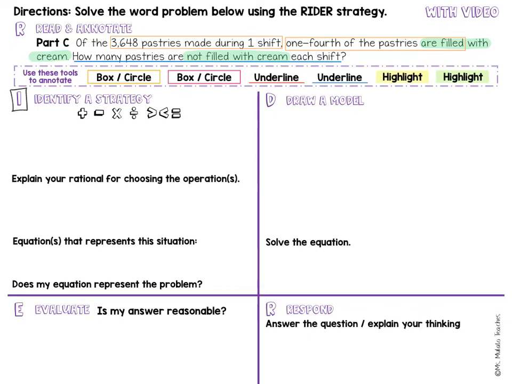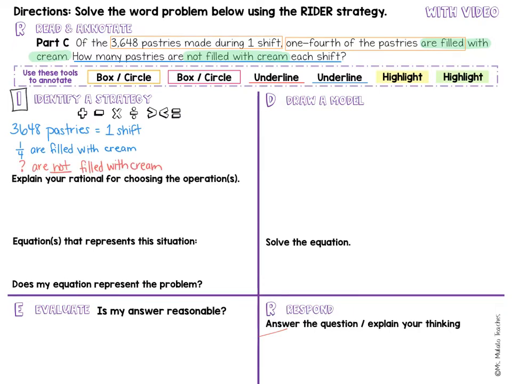Now we can do identify a strategy. We are going to choose which operations we are going to use. Addition, subtraction, multiplication, division, or comparing. Let's write down the information that we know. We know that there are 3,648 pastries made during one shift. We also know that 1/4 of the pastries are filled with cream. However, our question is not asking us how many are filled with cream. It's asking us how many are not filled with cream.